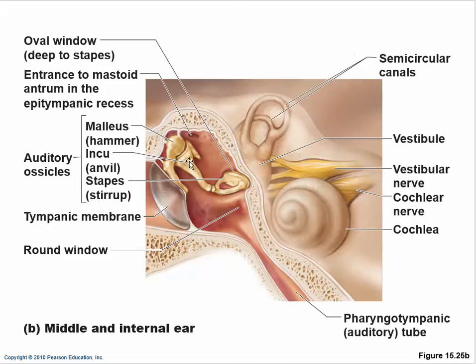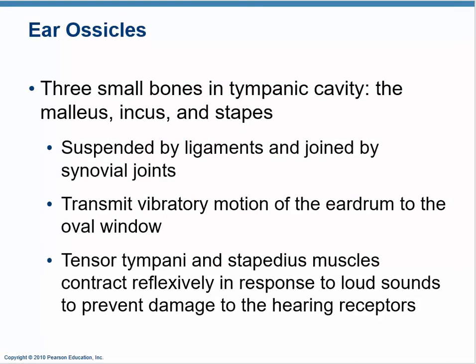So the malleus is here, the incus is here, and the stapes is here. Their job, like I said, is to act as a mechanical amplifier. There are some muscles, the tensor tympani and the stapedius muscle, and it's to protect against loud sounds. They modulate, they turn things down.